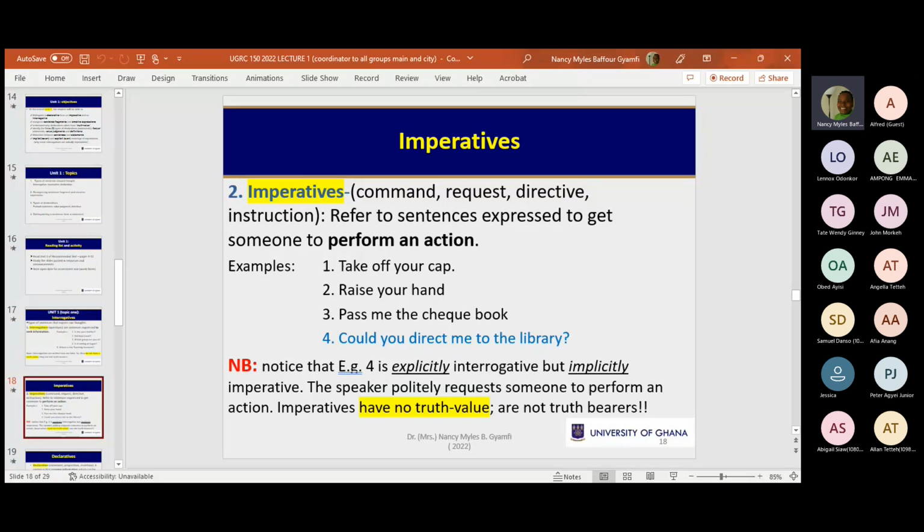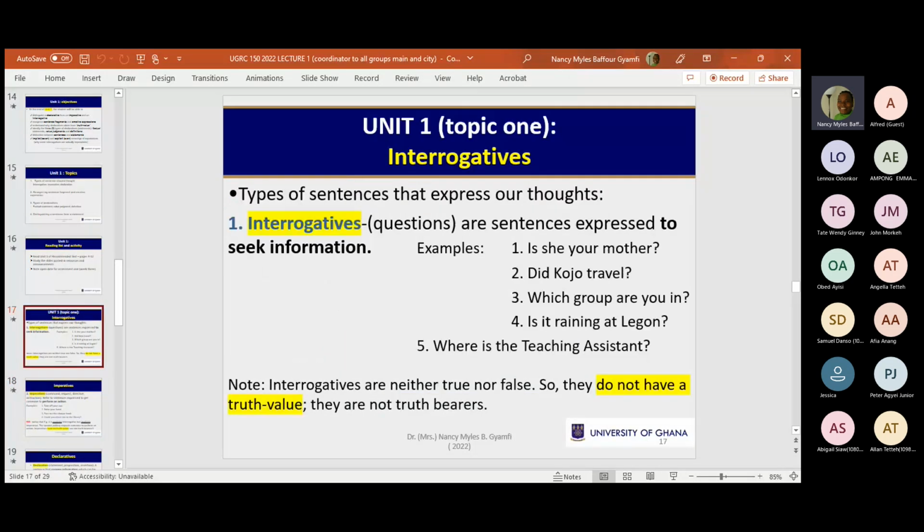And we have seen one. The first one was interrogative, the one that seeks information from me. So if you hear it, you offer a response that is what? Informatory. Either you give a positive response or a negative one. Did Kojo travel? Yes, Kojo did travel. No, Kojo did not travel. That is a genuine question. Where is the teaching assistant? Oh, he is online currently. You give information. So it's an interrogative.